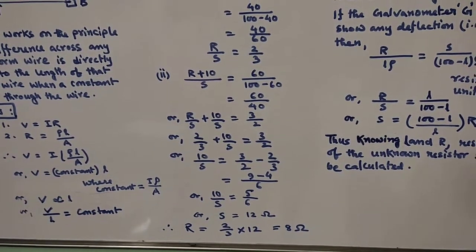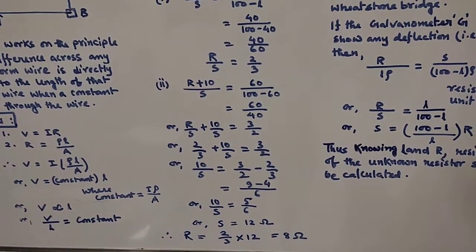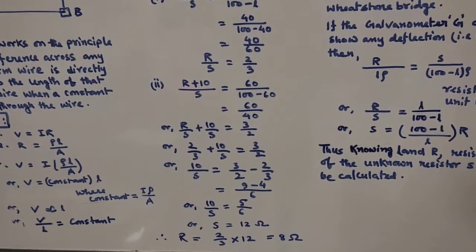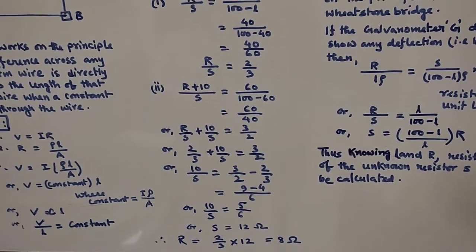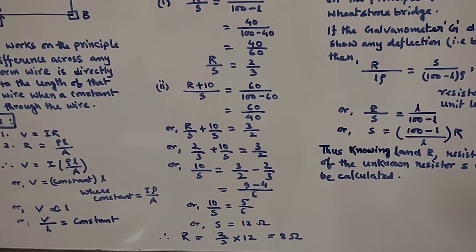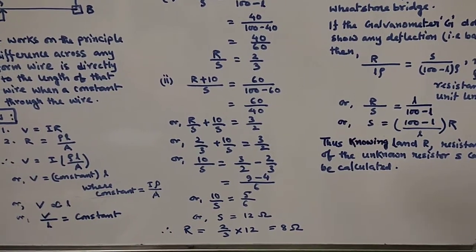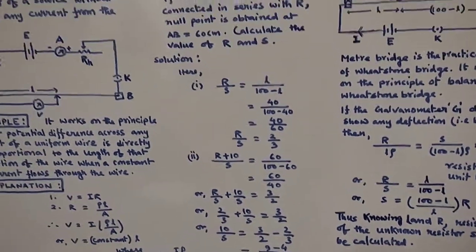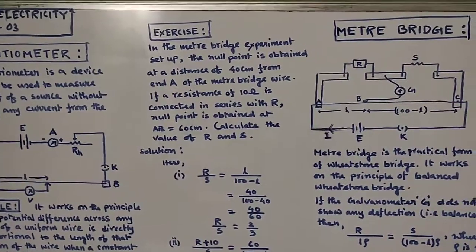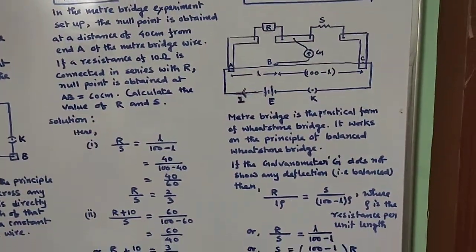Now if you substitute S equal to 12 ohm in equation 1, that is R/S = 2/3. So 2/3 into S, that is 12. So you will get 8 ohm. So two resistors we are getting, one is 12 ohm, another one is 8 ohm. So this is very simple, but provided you must know this formula.